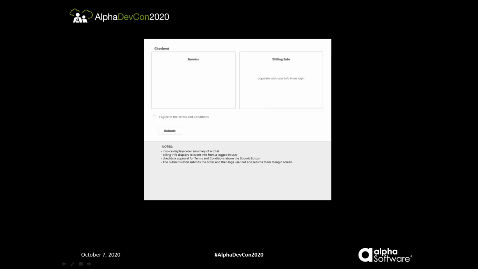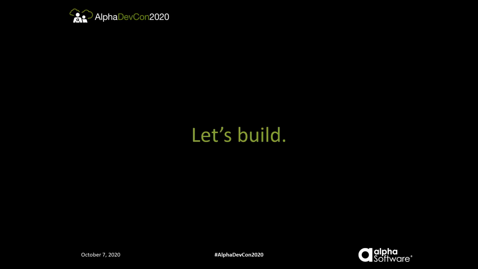The Checkout tab is where the user submits their order. It has an order summary on the left and the user's billing information on the right. The user needs to be able to update the billing information here in case they notice it is incorrect. Scott also wants to include an agreement checkbox that the user must click before they can submit the order. Finally, when the order is submitted, the application needs to log out the user and return to the login screen.